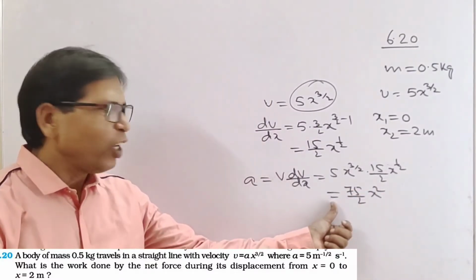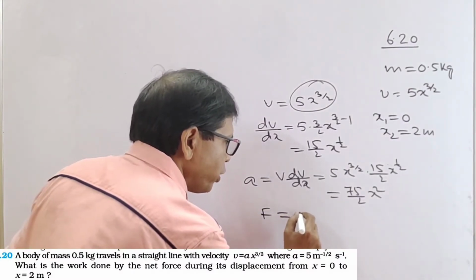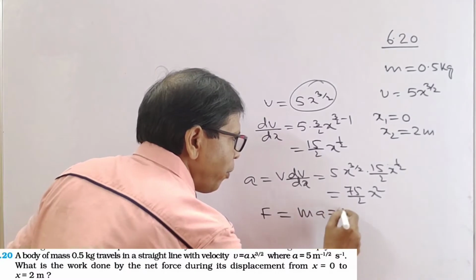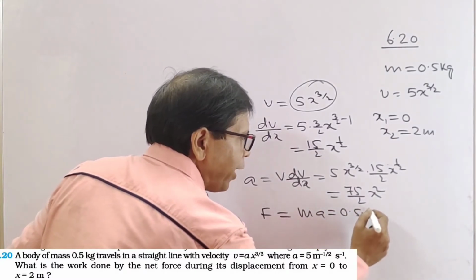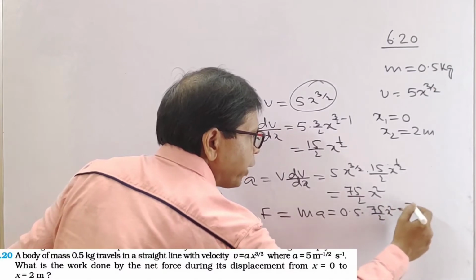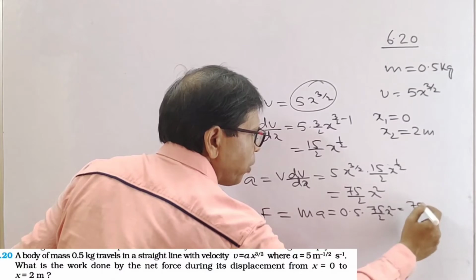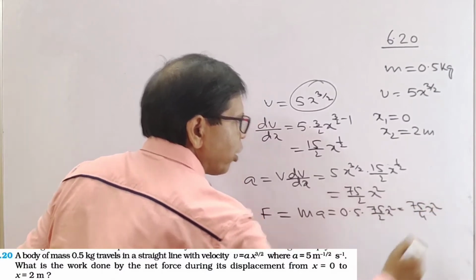Understood? So force F is equal to mass into acceleration. Mass is 0.1 and acceleration is 75 by 2 into x square. So this is 75 by 20, x square.